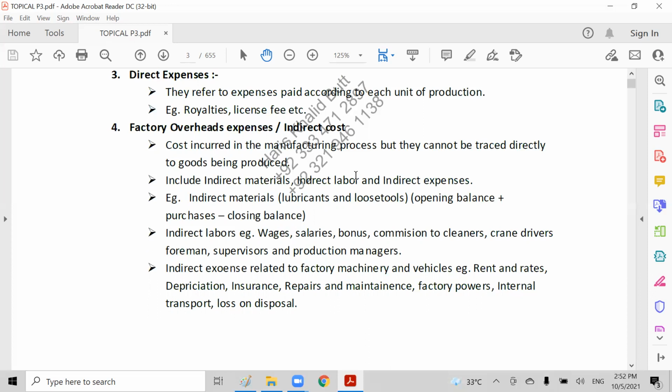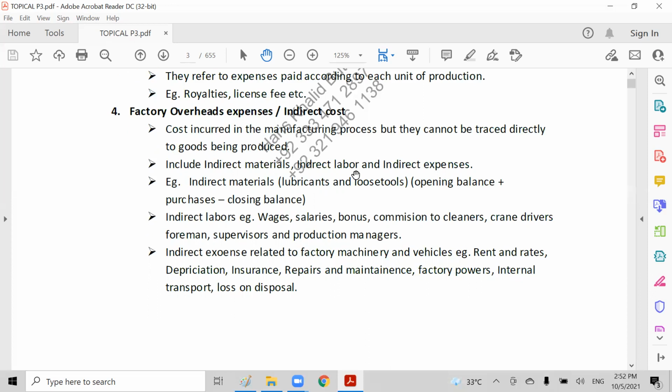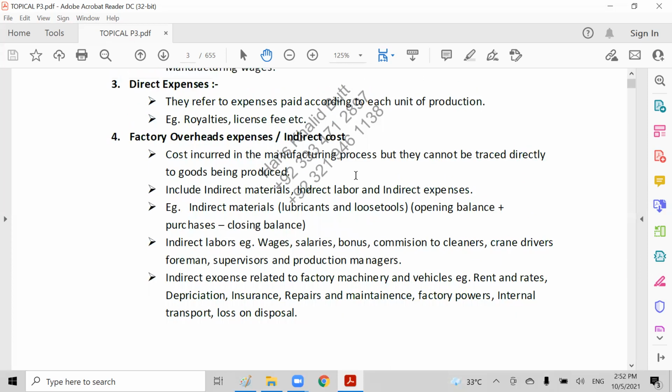Indirect material include lubricants and loose tools. Indirect labor includes wages, salaries, bonus, commission to cleaners, crane driver salary, indirect wages, supervision, supervisors, and production manager wages. A production manager is not taking active part in producing the goods. He is just managing the things. That's why they are not being treated as direct costs; that comes in factory overheads, and it is an indirect cost.